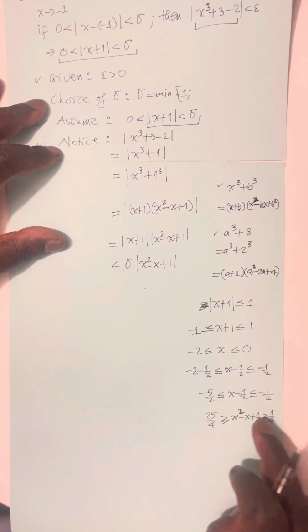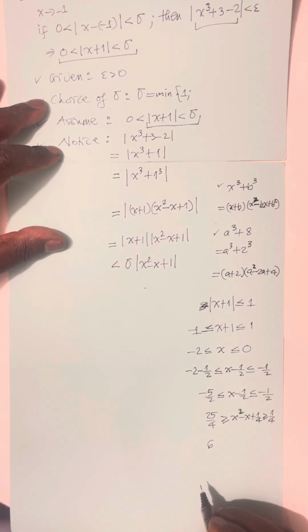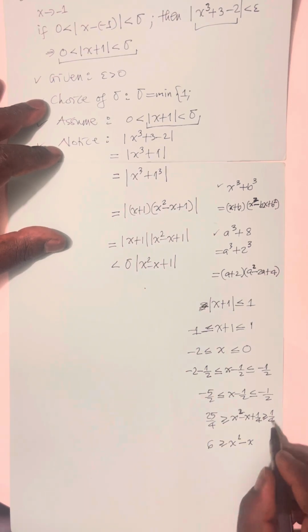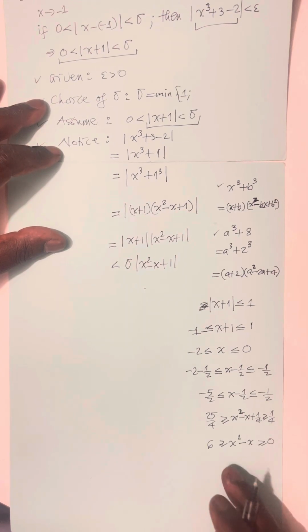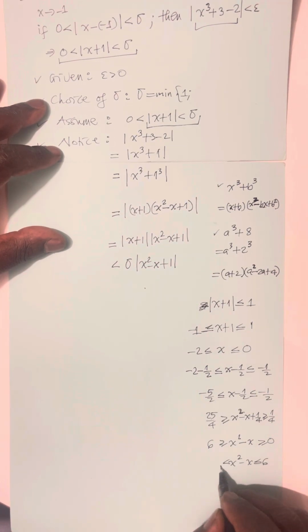Subtract a quarter from every term here. Subtract a quarter from this, it will be 6. Convince yourself that that is true. Greater than or equal to, subtract a quarter from this, you're going to get x squared minus x. Subtract a quarter from here, you're going to get 0. Right. Now at this stage you can rewrite this as x squared minus x is less than or equal to 6 but greater than or equal to 0.